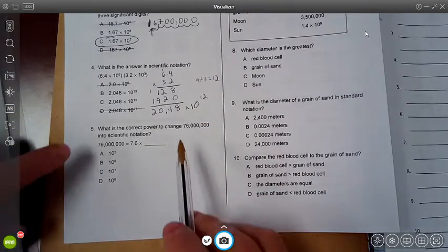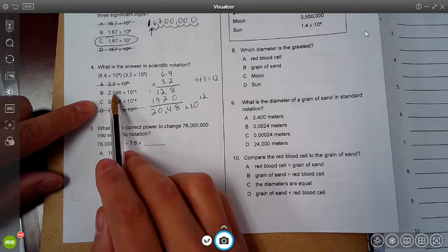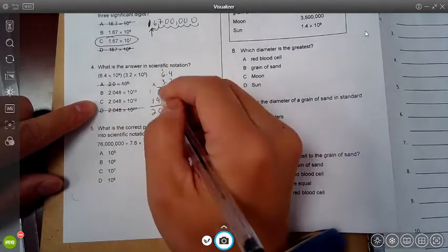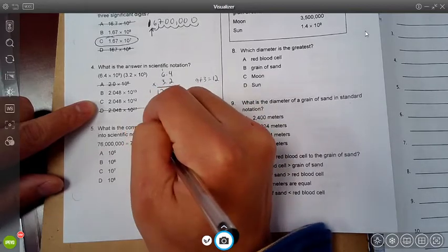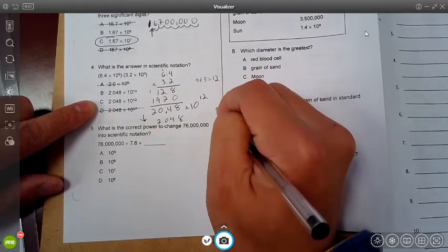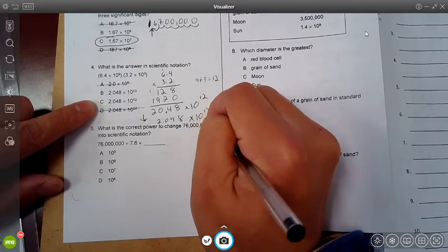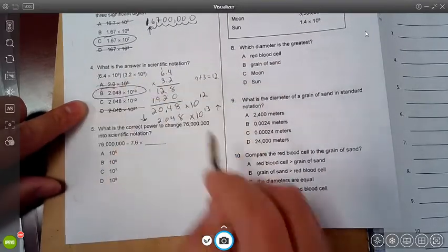Well, I need to change it to a 2.048. Okay, so 2.048. I've made this number smaller. I need to make the exponent bigger, so that will be times 10 to the 13th. That's why this one ends up being B.